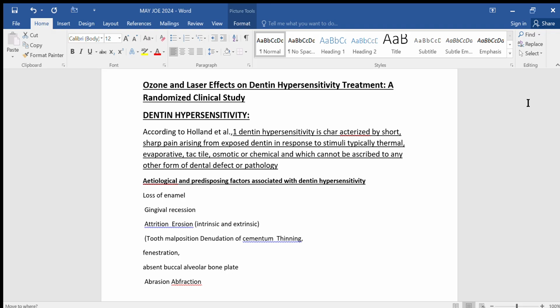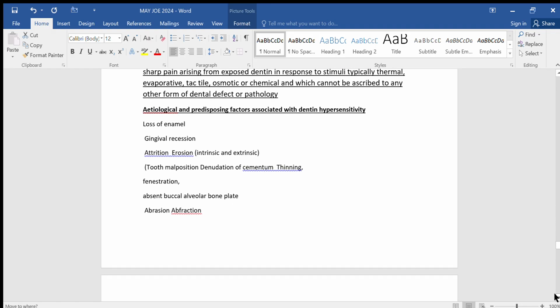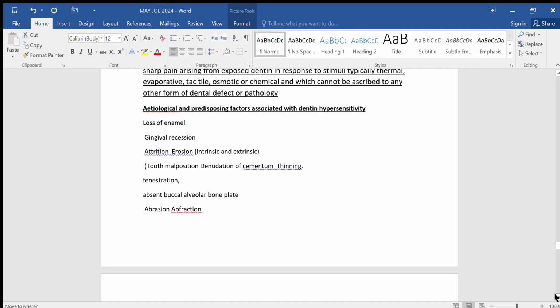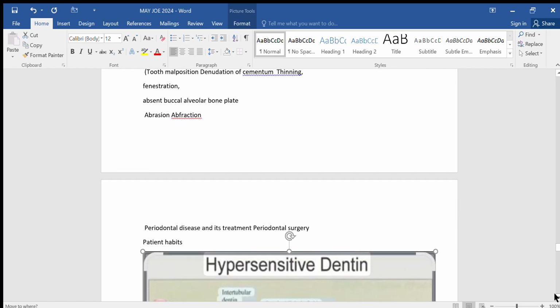The main factors responsible for dentin hypersensitivity include loss of enamel, gingival recession, non-carious cervical lesions, which include attrition, erosion, denudation of cementum, thinning, fenestration, absent buccal alveolar bone, abrasion, abfraction, periodontal disease, and patient's habits. These are the factors most commonly associated with dentin hypersensitivity.